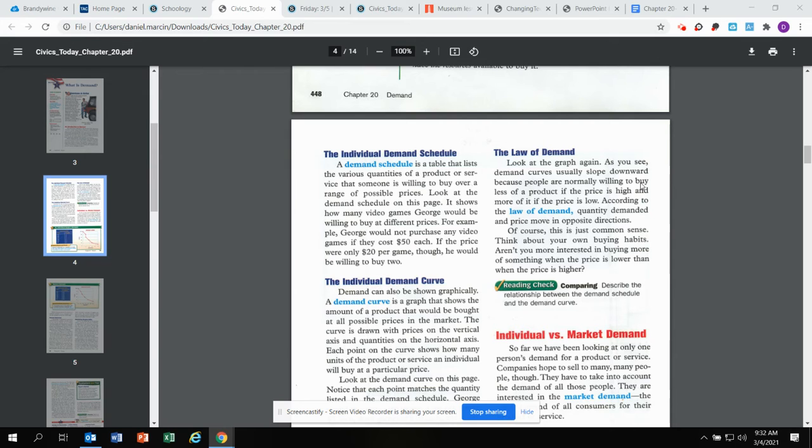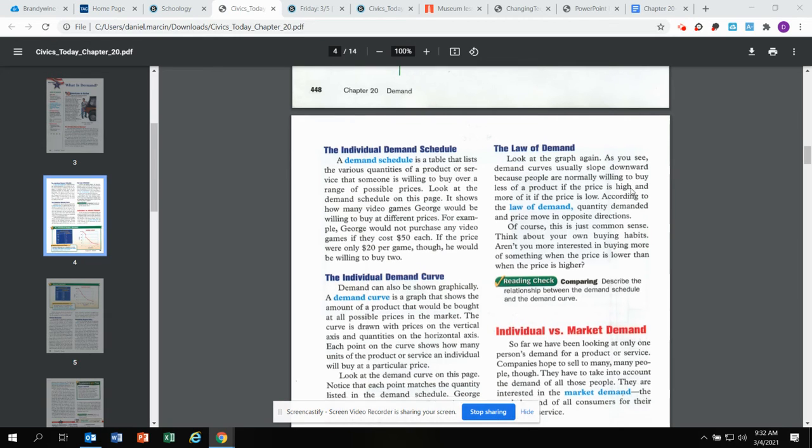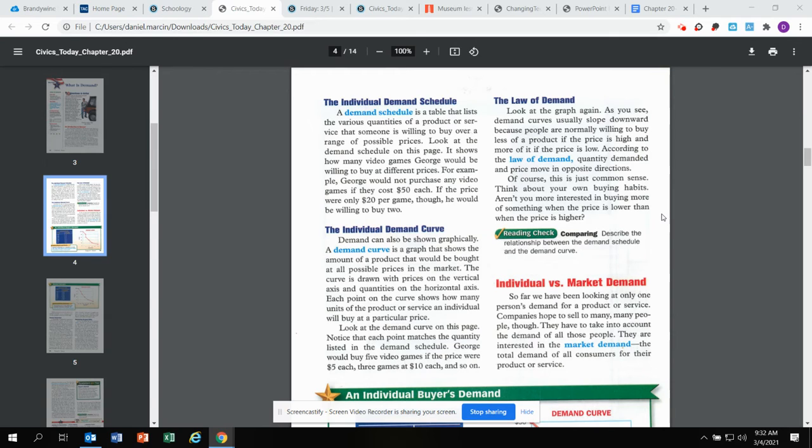Look at the graph again. As you see, demand curves usually slope downward because people are willing to buy less of a product if the price is high and more of it if the price is low. According to the law of demand, quantity demanded and price move in opposite directions. Of course, this is just common sense. Thinking about your own buying habits, aren't you more interested in buying more of something when the price is lower than when the price is higher?